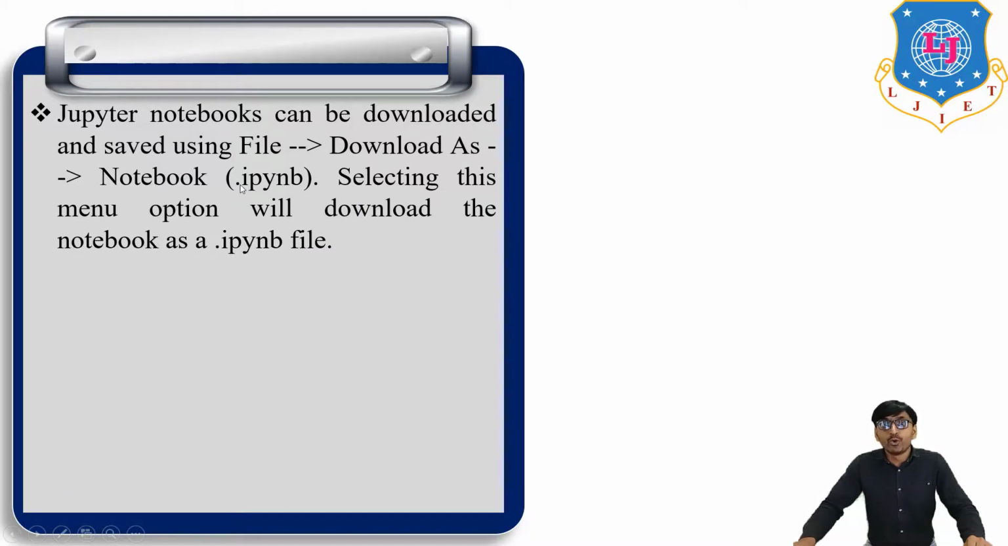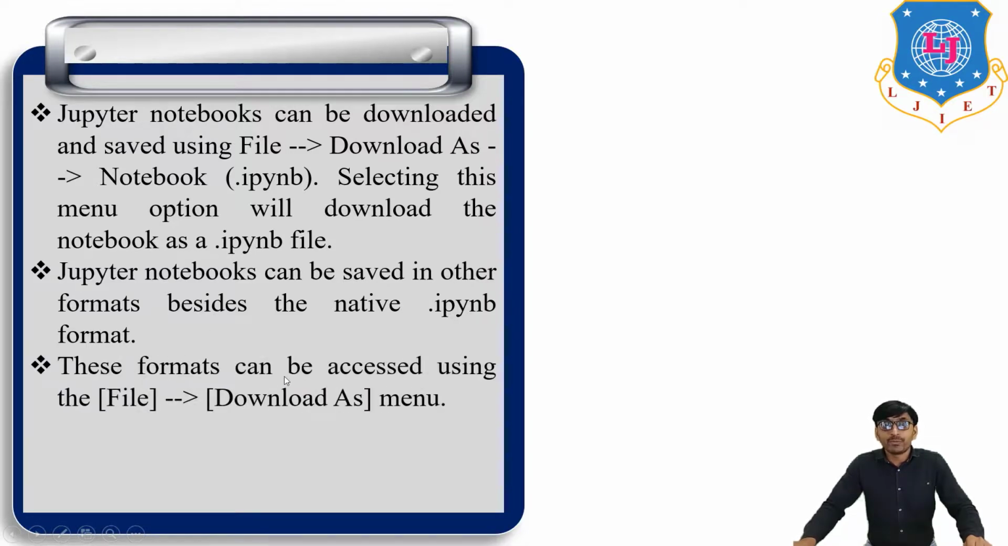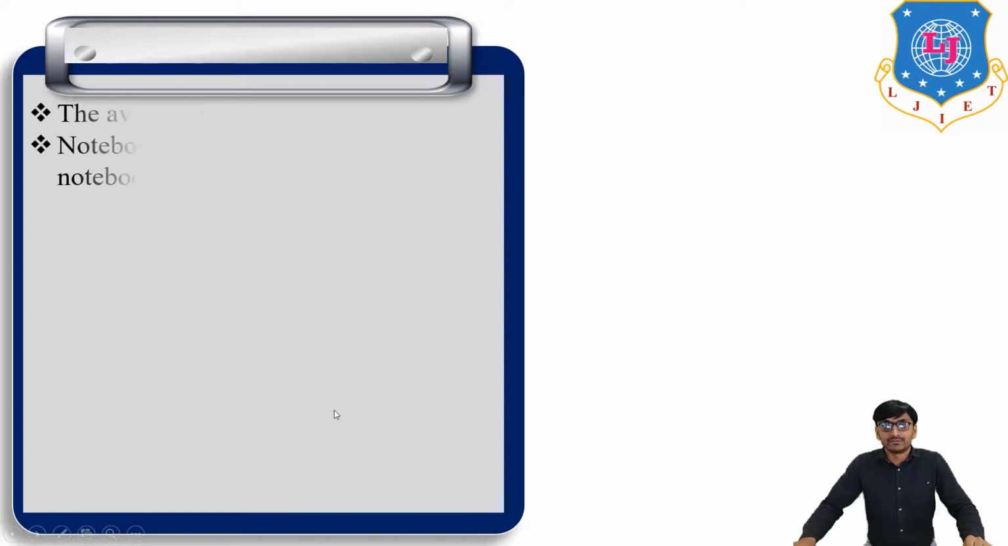So use this .ipynb option in Download as. And selecting this menu option will download the notebook as a .ipynb file. Jupyter Notebook can be saved in other formats also. These formats can be accessed using File, then Download as, and then there are different options.